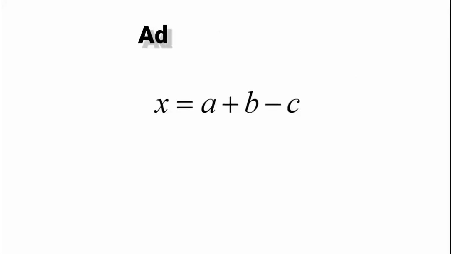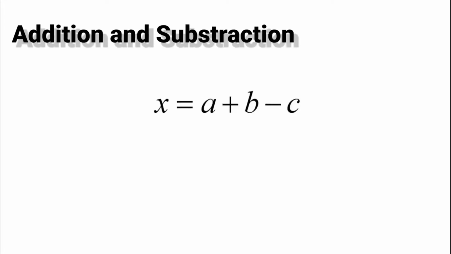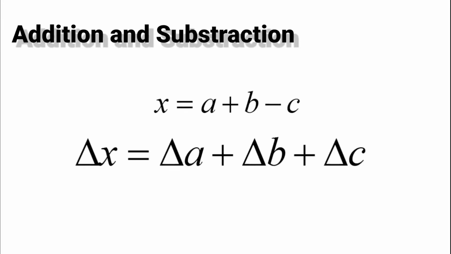If the measured values are used for addition or subtraction, for example, we have x equals a plus b minus c, the measured values of a, b, and c have their own uncertainty, delta a, delta b, and delta c. The uncertainty for the value of x is just the sum of the uncertainties of a plus b plus c.